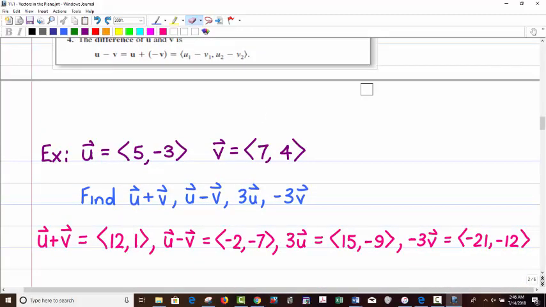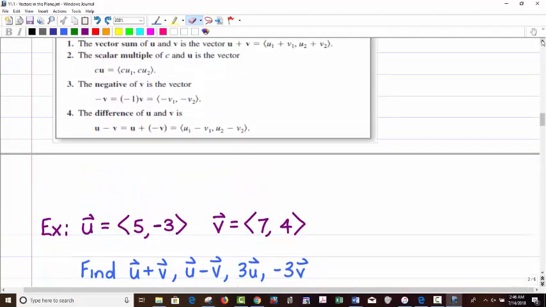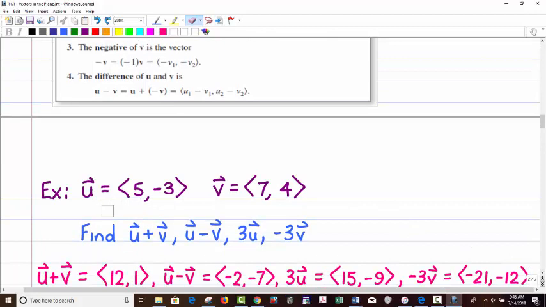So let me mention, the result of two vectors being added or subtracted is always a vector result. Just for a second, let's pretend that u and v were the same vector, and I went u minus v. Well, if they have the same components, each component is going to be 0.